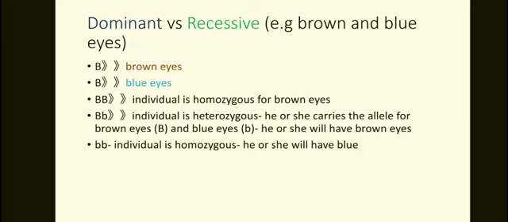Now, how do we write it? You have to know how to write that. So, dominant versus recessive, brown and blue eyes. We're still talking of brown and blue eyes. So we said that brown eyes are dominant over blue eyes.